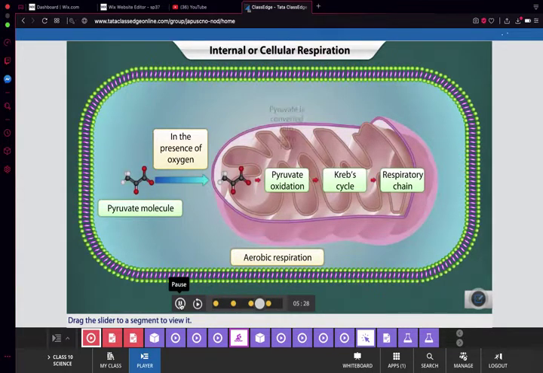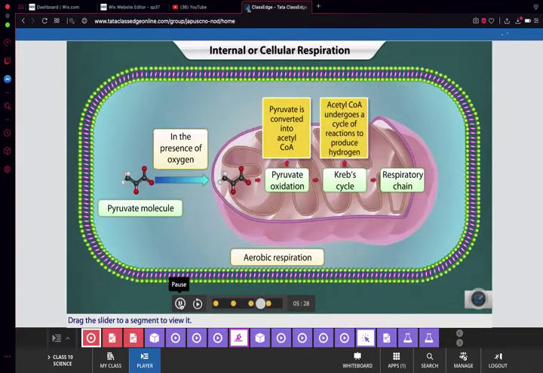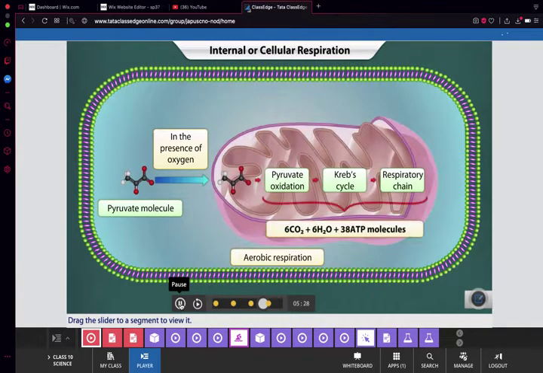In pyruvate oxidation, pyruvate is converted into acetyl coenzyme A. In the Krebs cycle, acetyl coenzyme A undergoes a cycle of reactions to produce hydrogen. In the respiratory chain, hydrogen undergoes a series of reactions to produce adenosine triphosphate or ATP. These molecules are responsible for producing energy. The complete breakdown of a single molecule of glucose produces 38 ATP molecules.